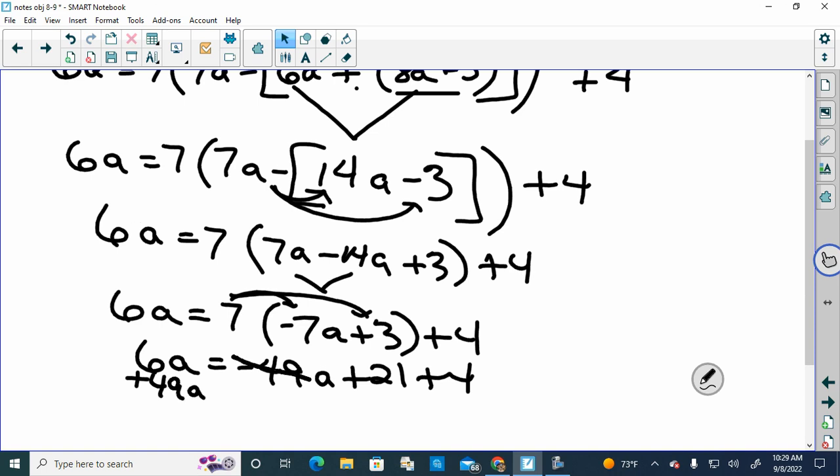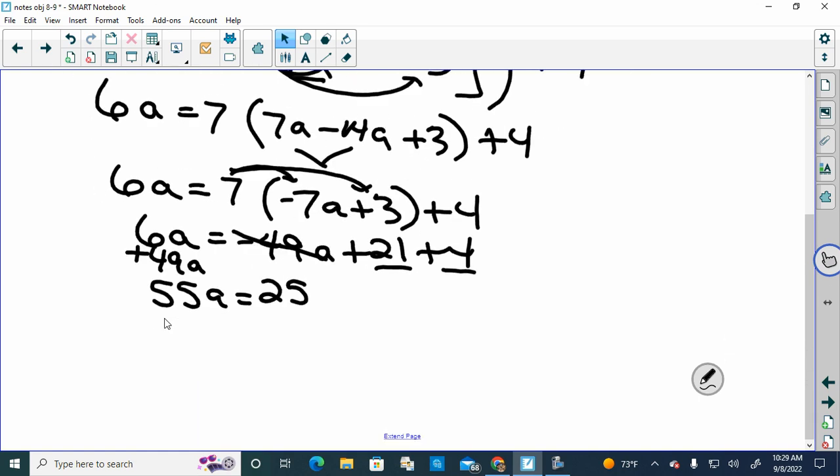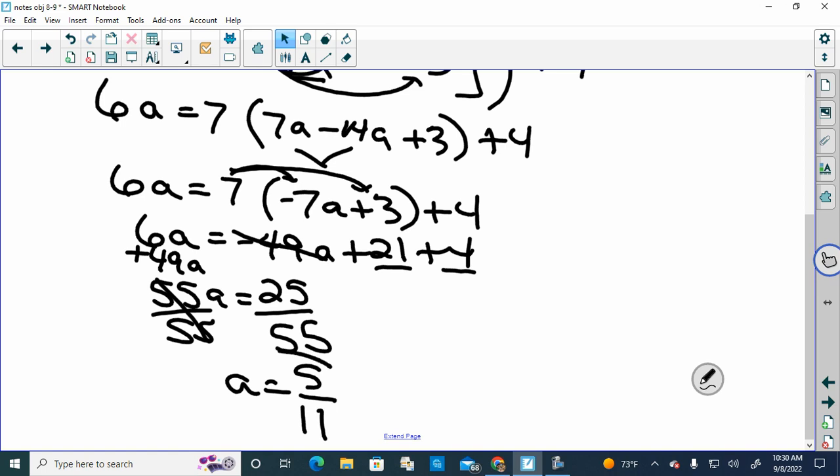I'm just going to cross this off. So 49a and 6a is going to give me 55a. And then these two are already like terms on the one side they're supposed to be on, so that would be 25. Now I'm at my very last step, other than simplifying, would be to divide by what? 55, to get the a by itself, right? So when I divide here, it's the a by itself, but I have to divide on the other side. Now reduce. What can go into both of them? 5. So 5 goes into there 5 times, and 5 goes into there 11.